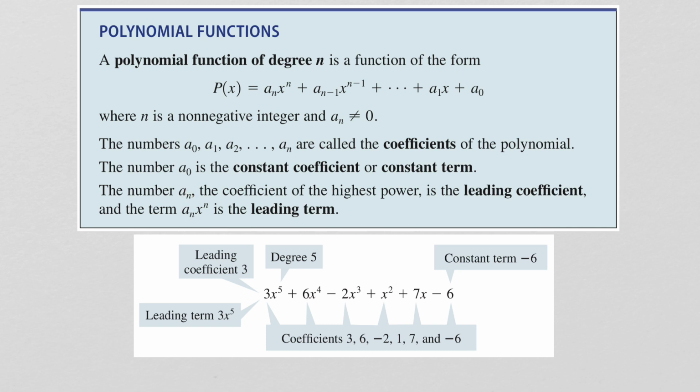The number an in the front here is the coefficient of the highest power and is referred to as the leading coefficient. And an x to the n is the leading term.